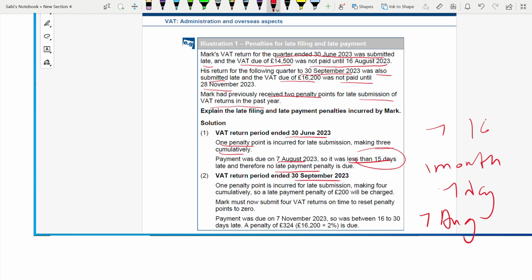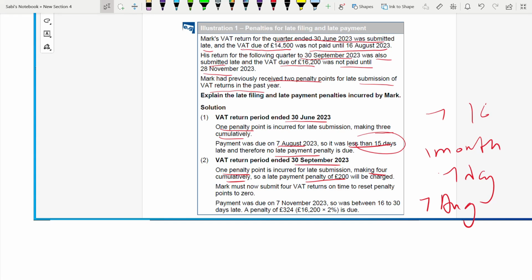Next, when you are paying for September, you get another penalty point. So 1 penalty point is incurred for the last submission. Now you are having a total of 4. Now if you are having 4 penalty points, there will be a late penalty of 200 that will be charged as well. Okay. So now we'll see.